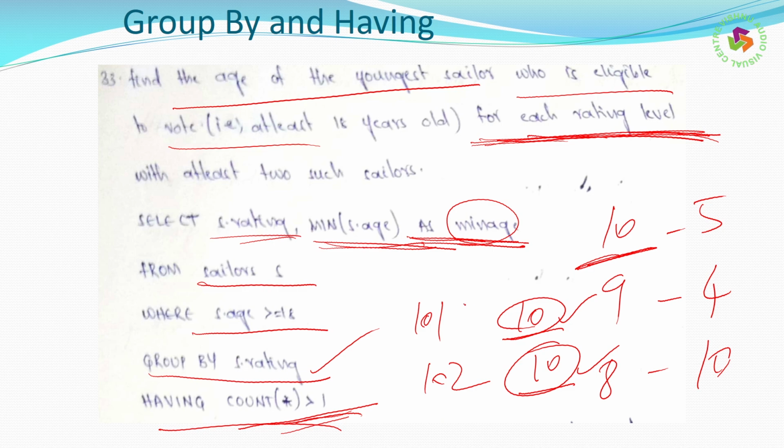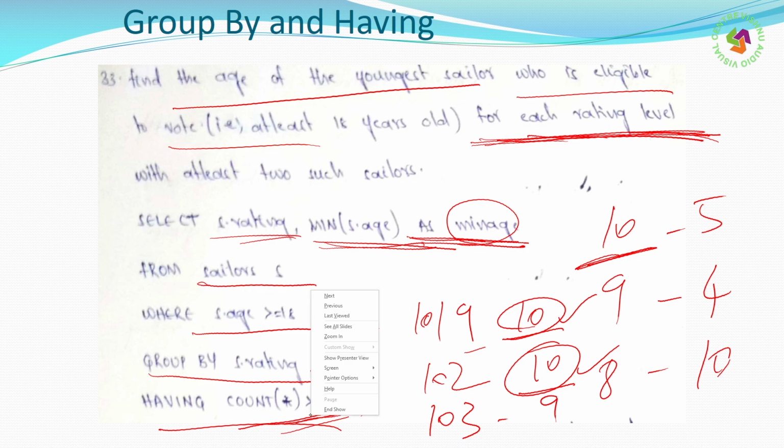Rating 9 was given to only 1 employee. These are just different examples to assume. 103 got 9, and all the remaining sailors got different ratings, but not 9. In the entire table, rating 9 is given only to 103. So you cannot take it as a group. Count of star greater than 1, but here it is 1. That's why 103 will not be considered as a group.